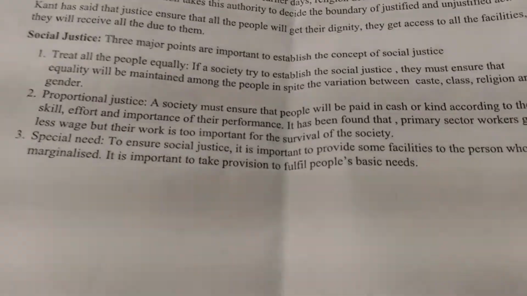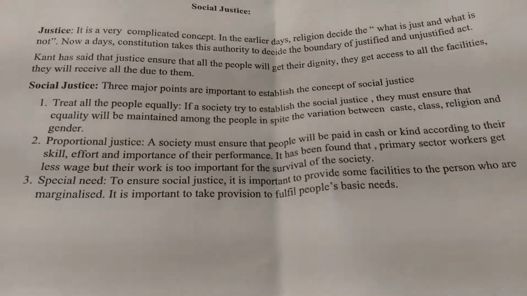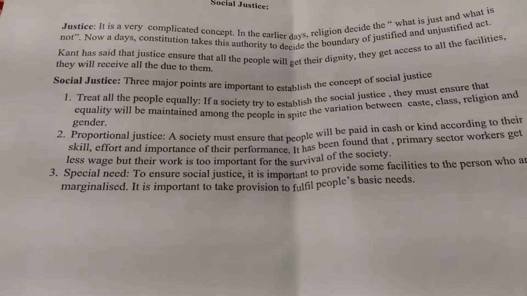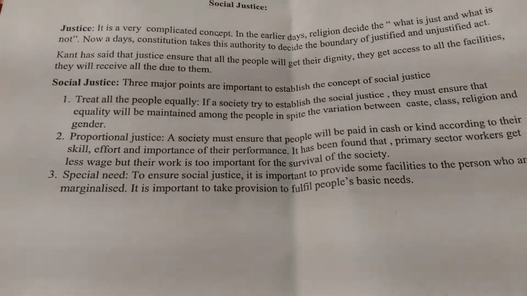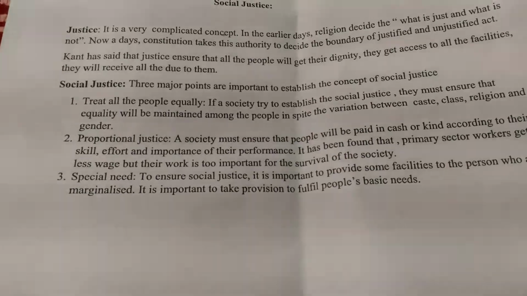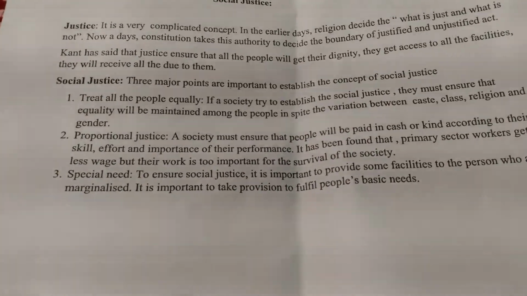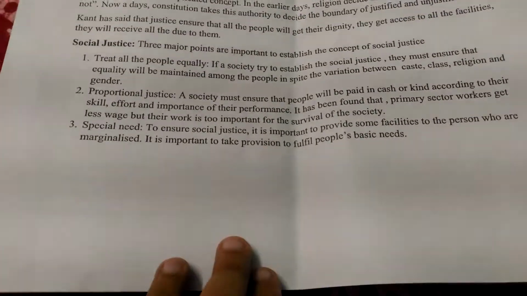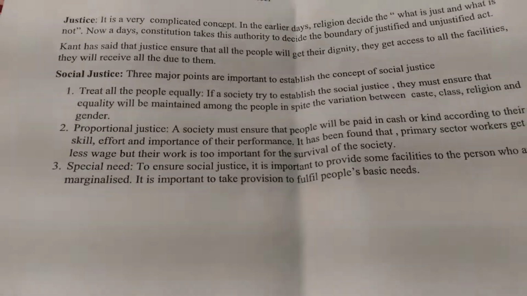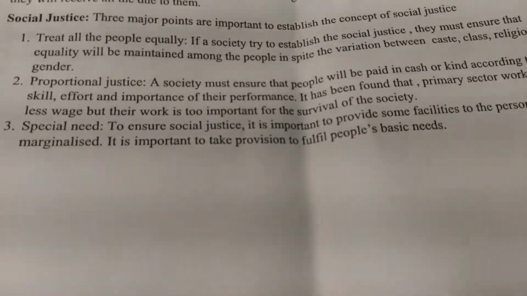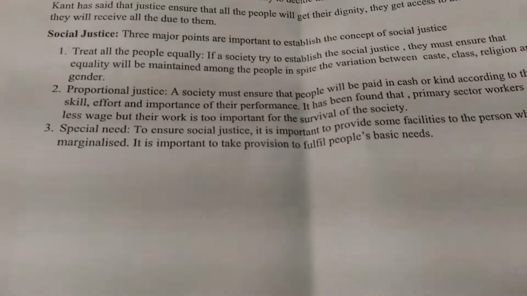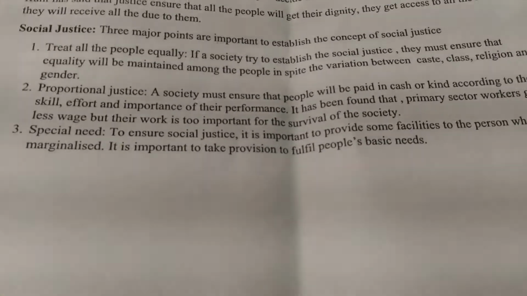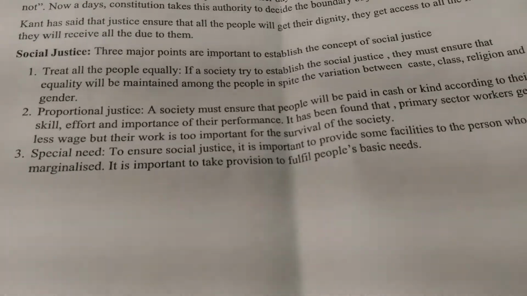So if a society has to put the idea of social justice, they must ensure that all the people will definitely be rewarded according to their skill, their effort, and their contribution in the societal development. Next, special need. When we are in a society, we have to identify that people are all equal, but sometimes a few people are called the marginalized part of the society. They have a few issues, and we have to identify their problems.